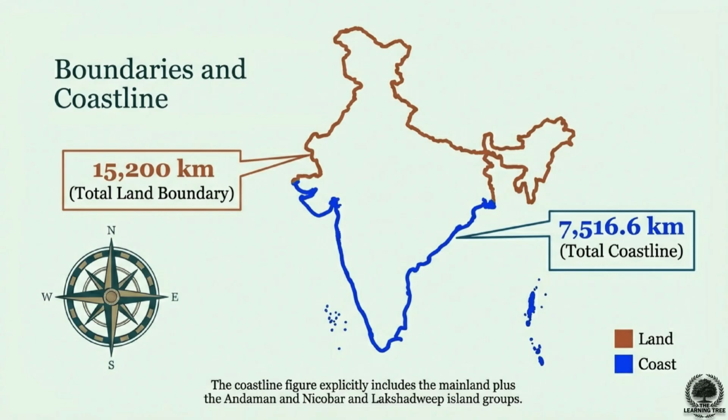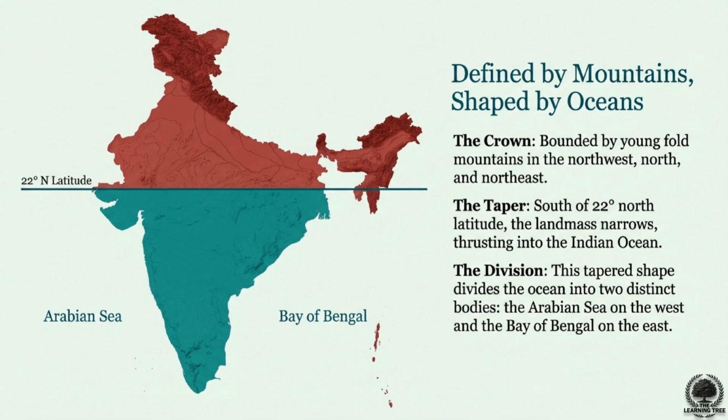These mountains act as natural barriers and have influenced both climate and historical interactions. Moving southward, the shape of the landmass becomes equally important. South of about 22 degrees north latitude, the Indian landmass begins to narrow and taper. This tapering extension moves deep into the Indian Ocean.